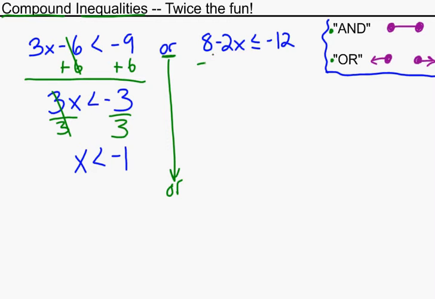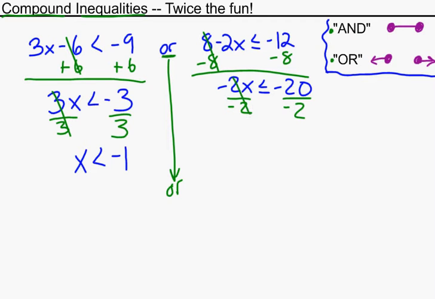On the right-hand side, I subtract 8. That leaves me with a negative 2x on the left, less than or equal to negative 20. Divide by negative 2. It should ring a bell that when I divide by a negative, I'm going to have to switch the direction of the sign. So the second half of my answer is x is greater than or equal to 10.